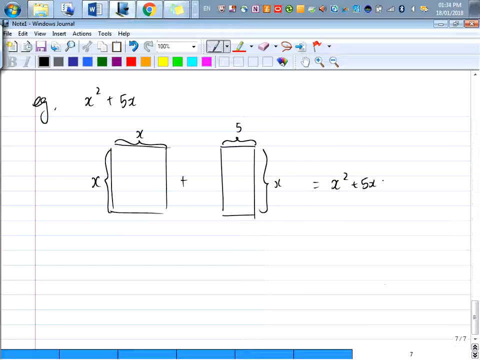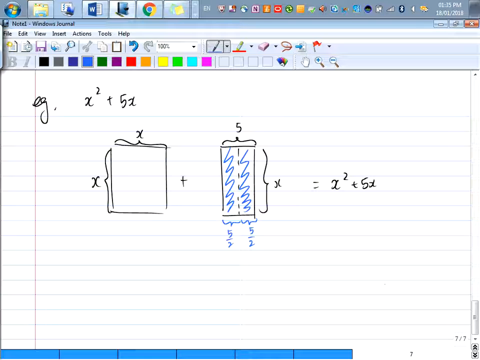Now I'm going to do some adjustments to this rectangle over here. I'm going to chop it into 2 equal parts because my objective is to form a perfect square. Let's see how I can change this rectangle to create a perfect square. So if I divide this into 2 equal parts, I will have 2 strips. Can you tell me how much this is? 5 over 2. How much is this? Also 5 over 2. Now I'm going to separate them.